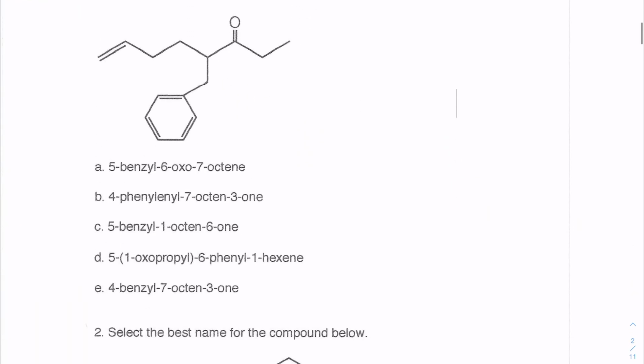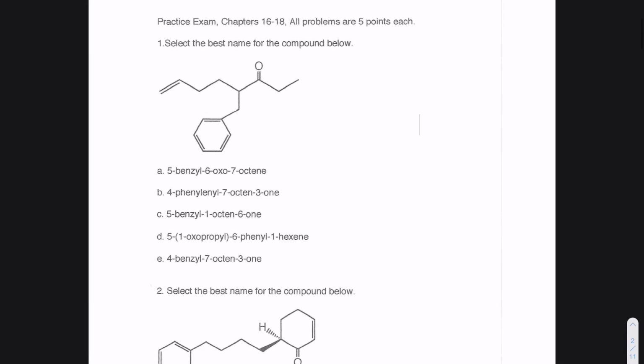I'm gonna be going over the practice exam, chapter 16 and 18 for the multiple choice part. I'm gonna go over the first 10 questions, and then Kevin will go over the rest of the test. The first couple questions are gonna be nomenclature. Before I start solving them, I'm gonna go over the functional group priority.